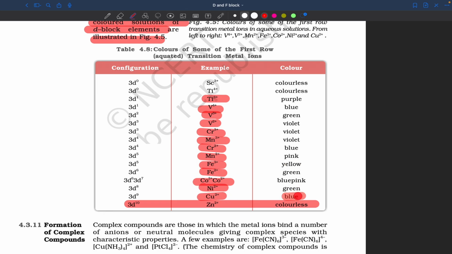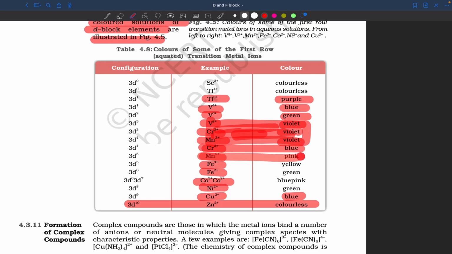Copper +2 is blue in color, titanium is purple, vanadium +4 is blue, this one is green, and there are three violet ones. Vanadium, chromium, manganese are violet. So chromium +2 blue, manganese +2 pink, iron +3 yellow, iron +2 green, cobalt +3 blue pink, and nickel is green. There are two greens, iron +2 and this one. Copper +2 is blue in color.